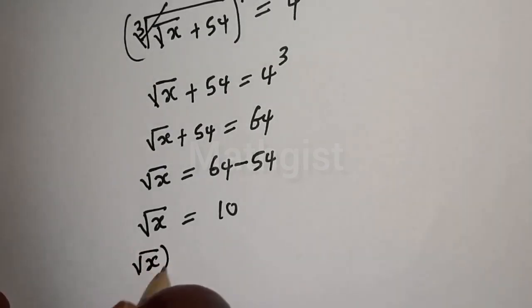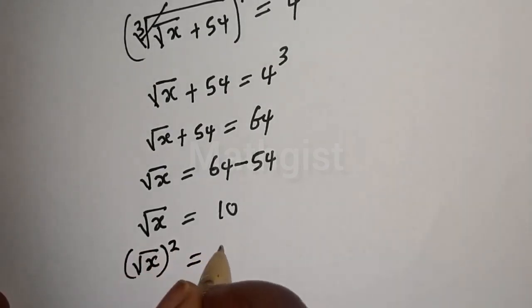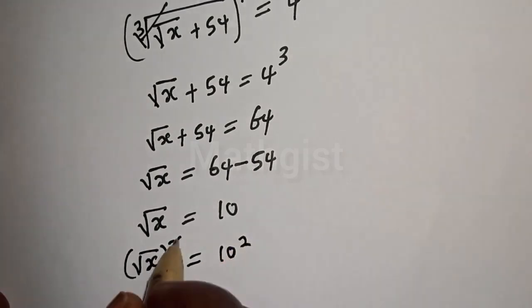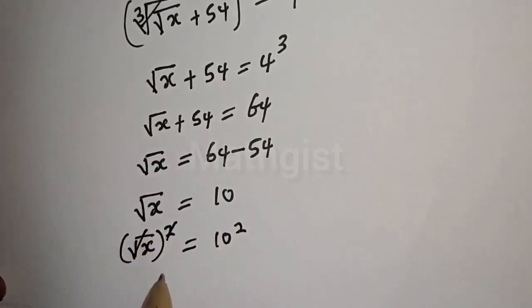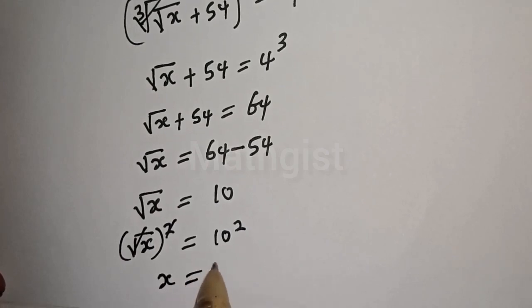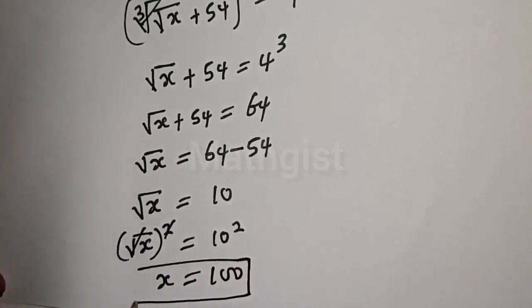Root of s square is equal to 10 square. This will cancel this. s is equal to 10 square, is 100. This is the final answer.